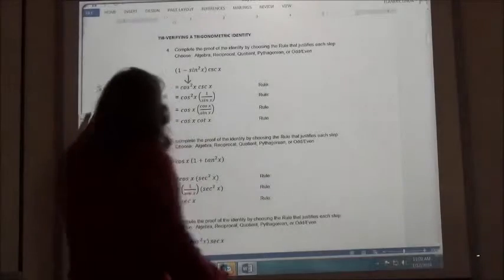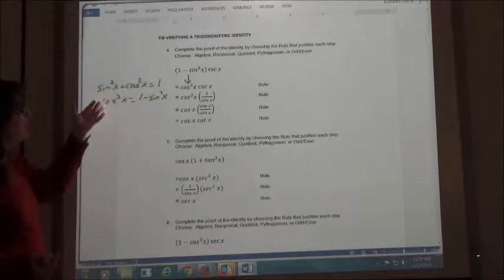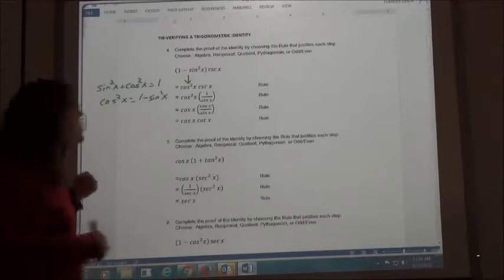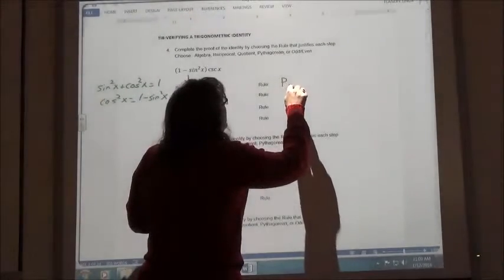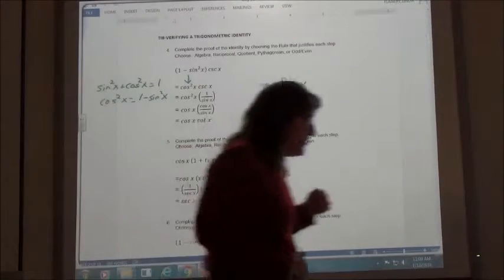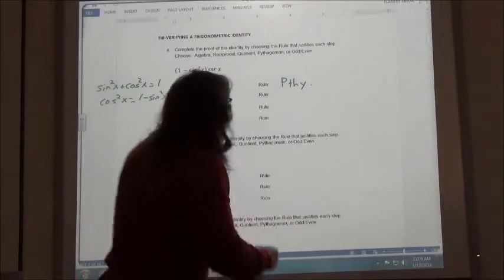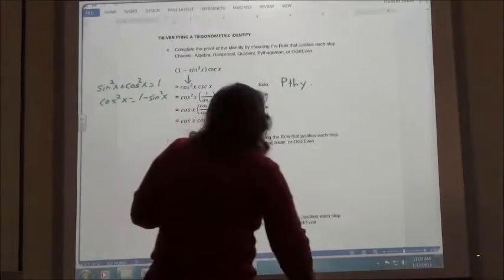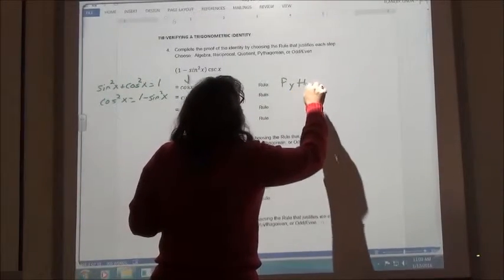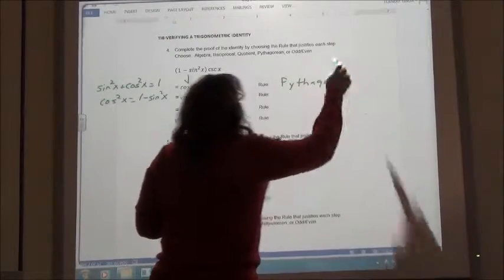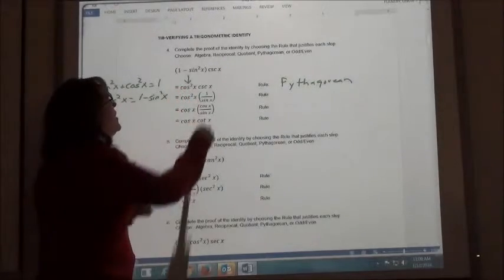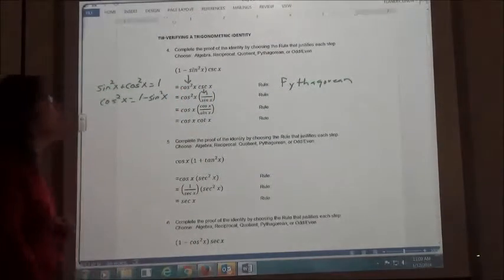So the Pythagorean identities don't always look exactly the same way they're listed because sometimes they rearrange it and solve it for another part of the expression. But that's your Pythagorean identity. I'm just going to abbreviate. I probably spelled it wrong. P-Y-T-H-A. Pythagorean.